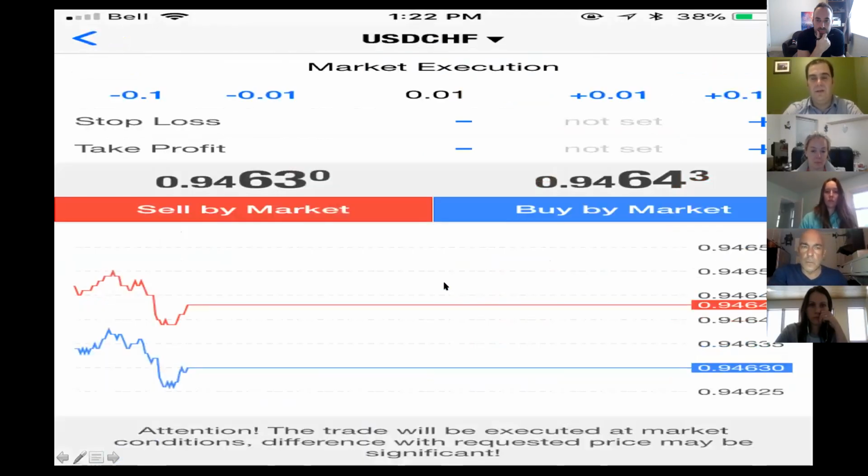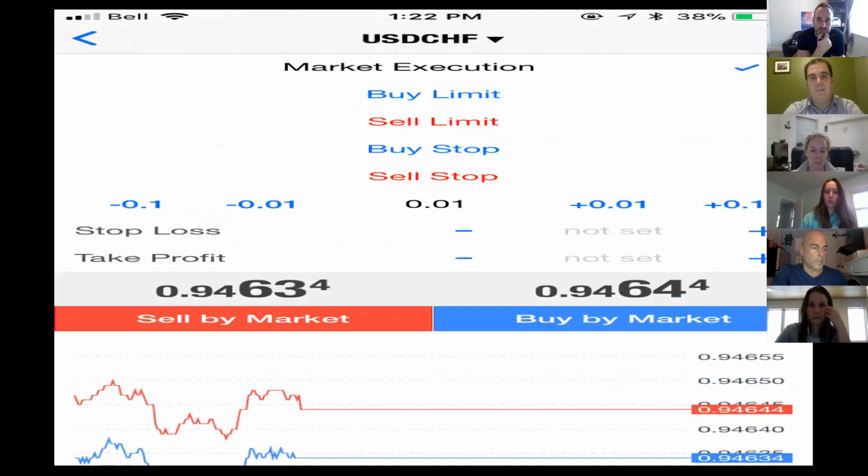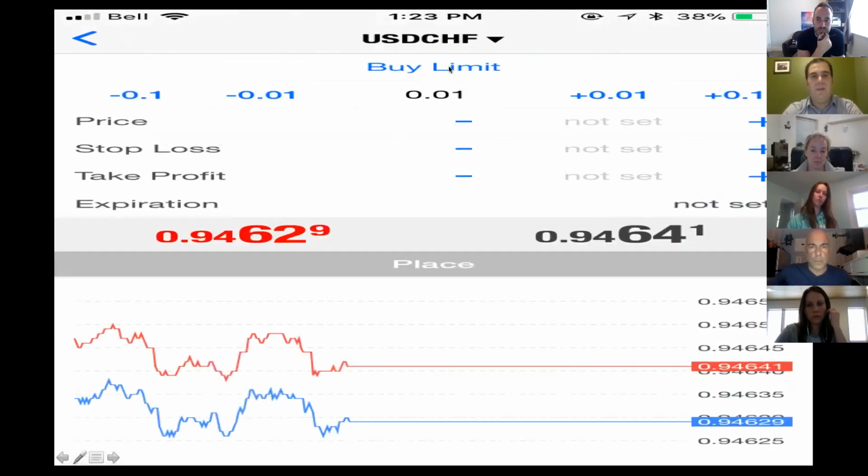Let's see here. Okay, it brings you to this screen. So it's going to ask you market execution. So you always look, what did he want you to do? A buy limit. So you click on market execution. It's a buy limit. See, this comes up. You hit buy limit, then you're all set.